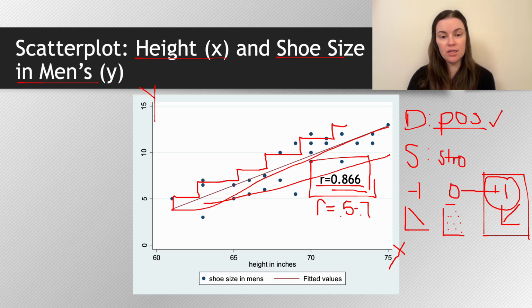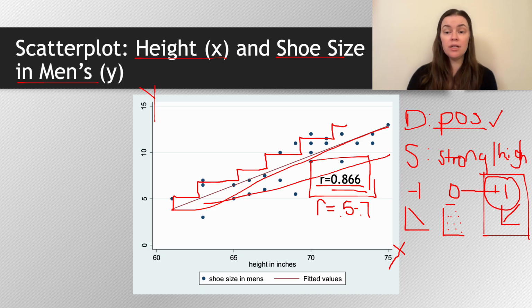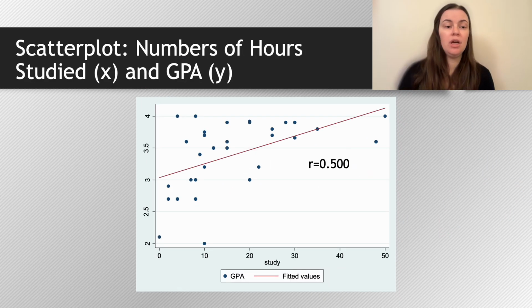So our strength is high. So a couple of different ways you can go about that. It's strong, or our strength is high as well. Let's take a look at another example of how we could assess Pearson's R in another case scenario.